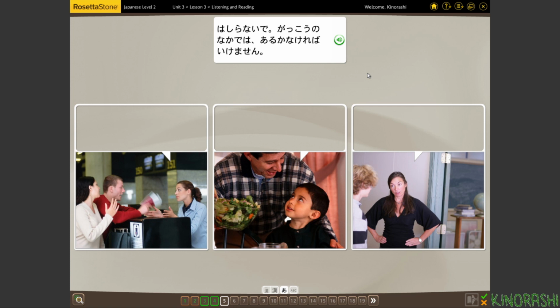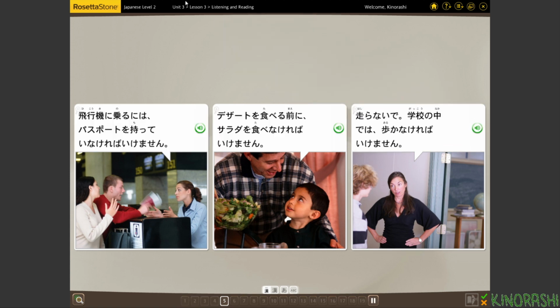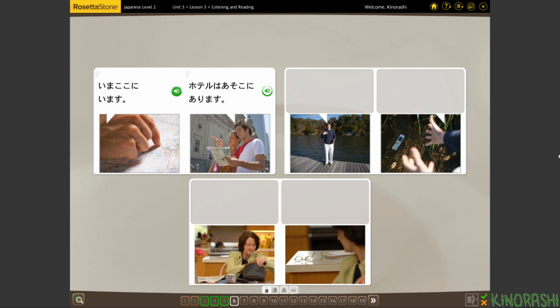So, hashiranai de gakkou no naka dewa arukanakereba ikemasen. Ima koko ni imasu. Hoteru wa asoko ni arimasu.